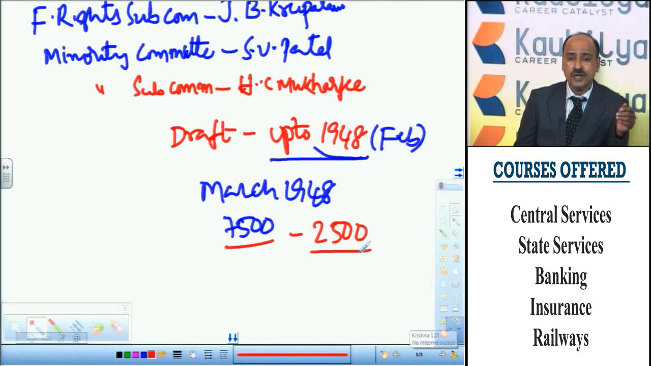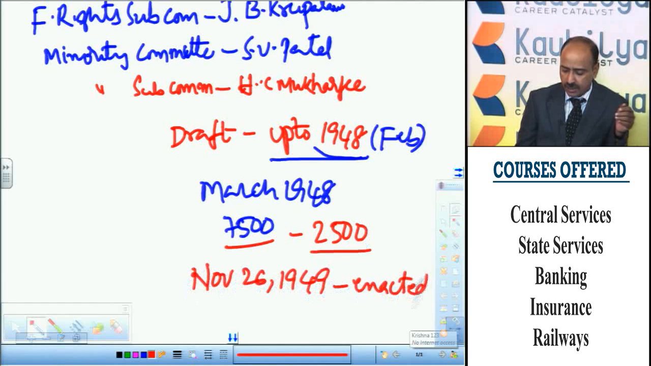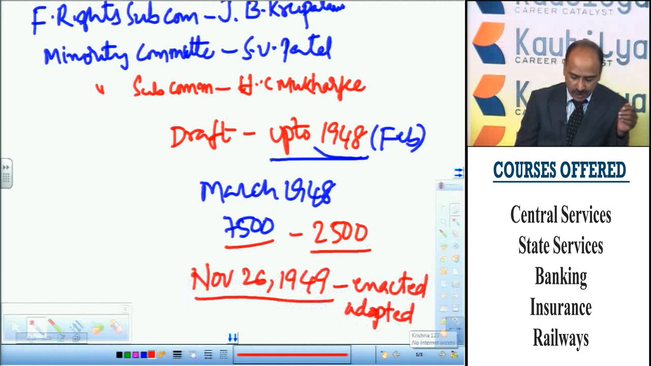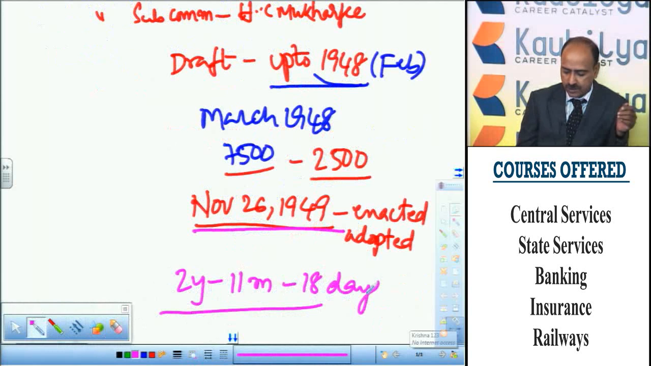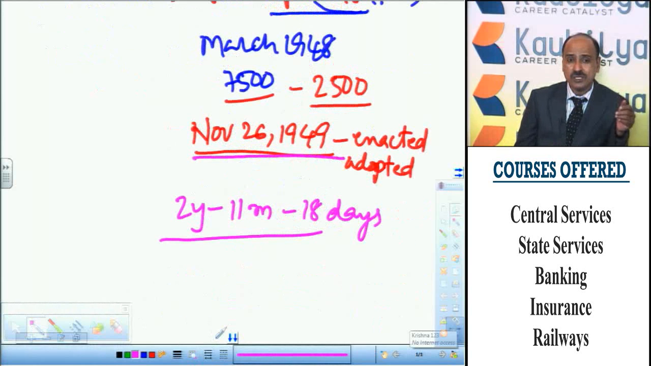Finally, they approved, enacted or adopted our Constitution on November 26, 1949. It took 2 years, 11 months, 18 days to prepare and draft our Constitution.